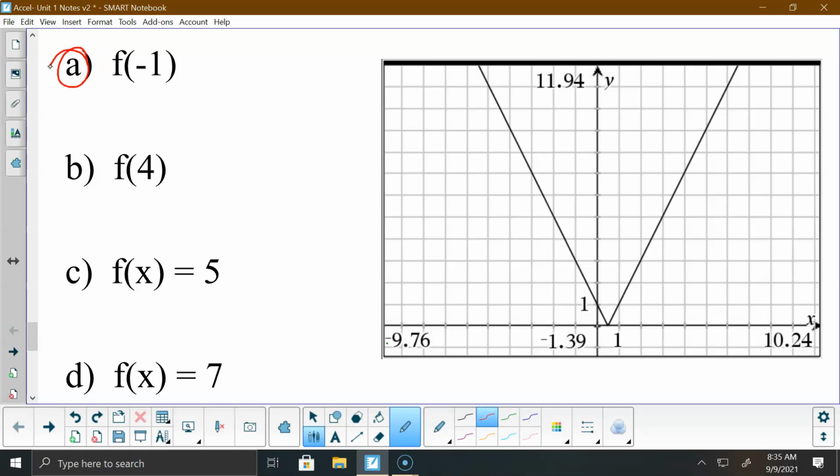Yeah. All right, so A is f of -1. All right. What am I looking for? The x value or the y value? All right. So I've got the x. I'm looking for the y. So I'm going to go over here to -1. And then I'm going to go up on my graph until I find my answer. So it's 3. That's it. Don't overcomplicate it.